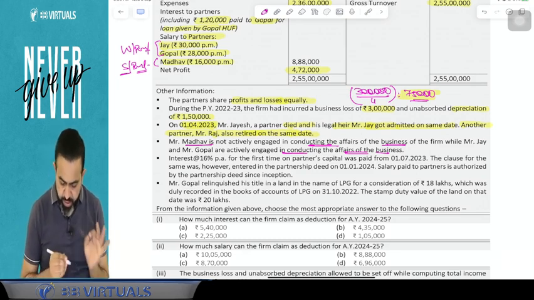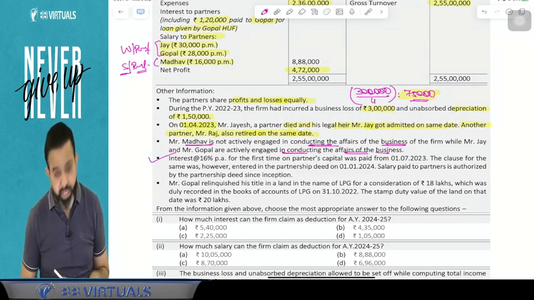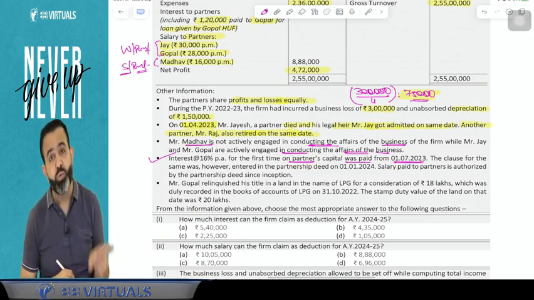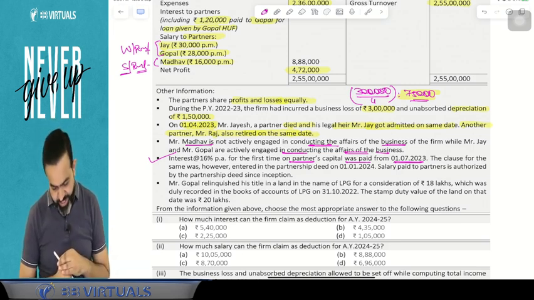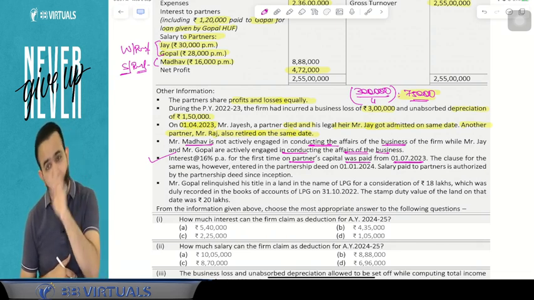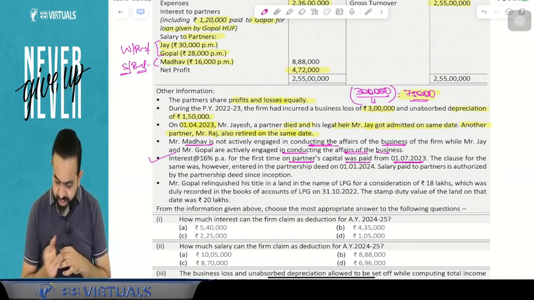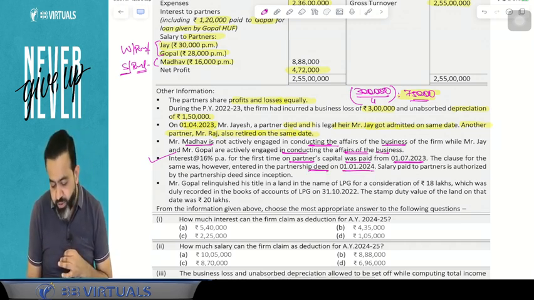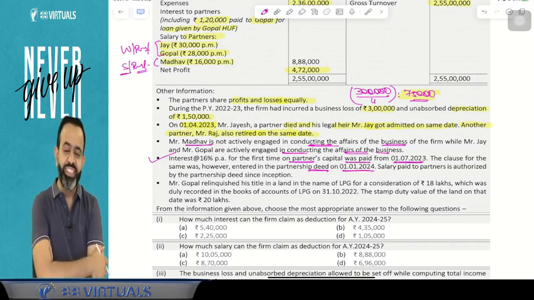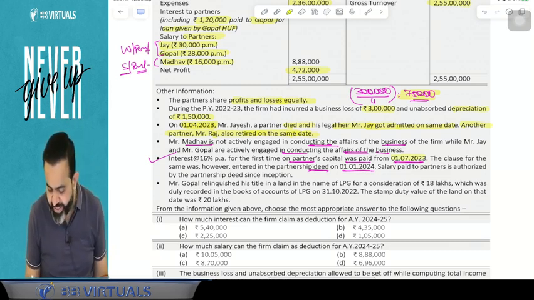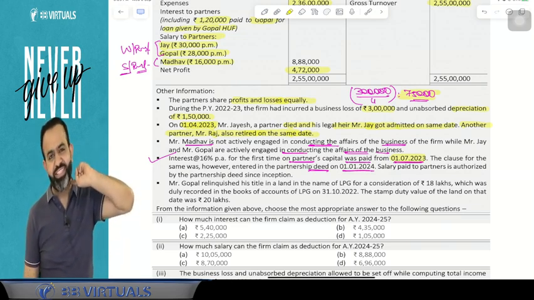Now next part. Interest at the rate of 16% per annum for the first time on the partner capital was paid from the 1st July 2023. So guys, 16% interest has been paid on the partner capital from the 1st July 2023 in the current year. But the clause for the same was, however, entered in the partnership deed on the 1st January 2024. Here what happened? You are amending the partnership deed from the 1st January 2024, but you are providing the interest from the 1st July 2023. So that is wrong, na?